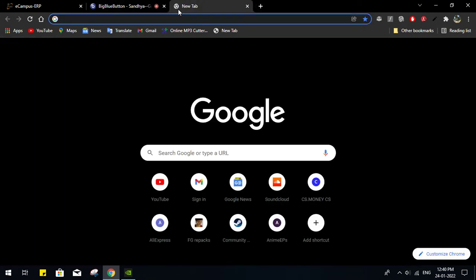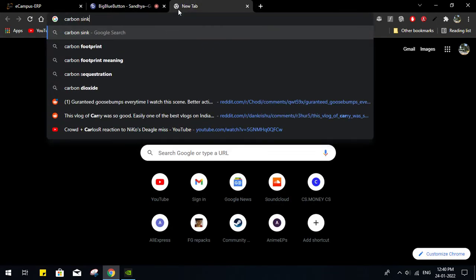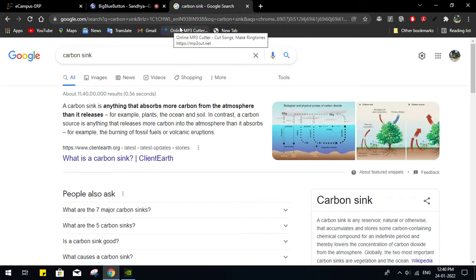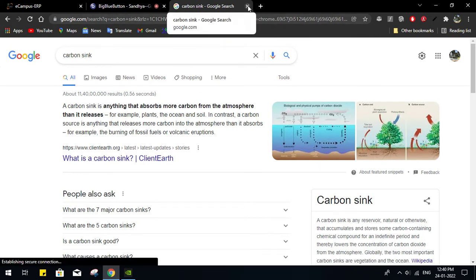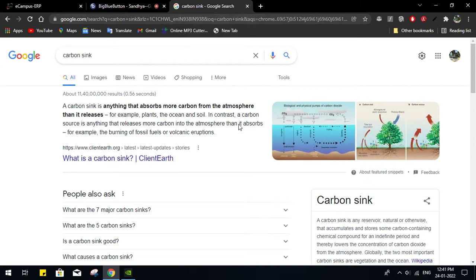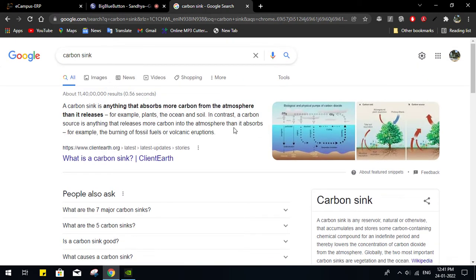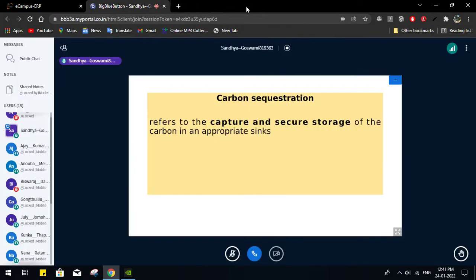Forest soil. Very good. It's not only forest soil, but in general we can say soil, Viswaraj. Okay, very good. Any other sink? There are three main sinks of carbon. I'm repeating it for all of you. The biggest one is the ocean, then soil, and then biomass. Particularly it is tree biomass.